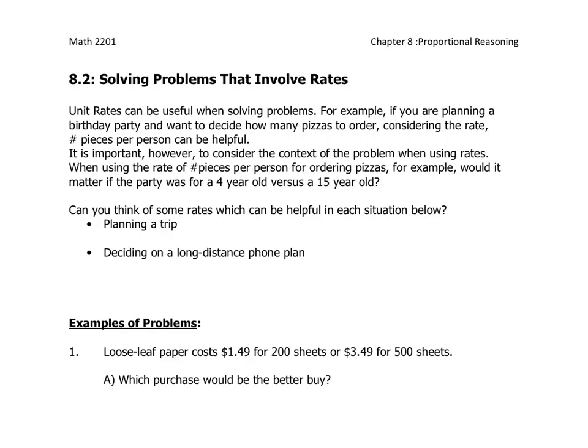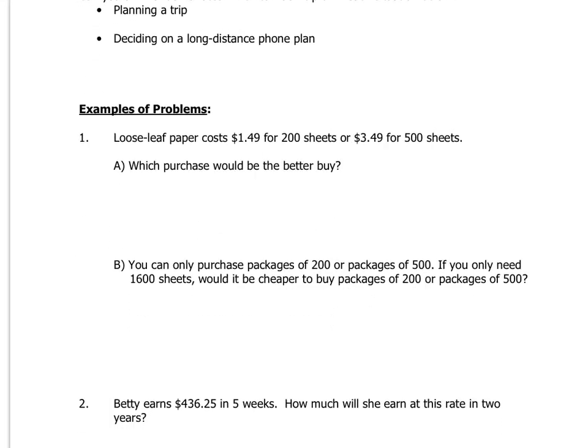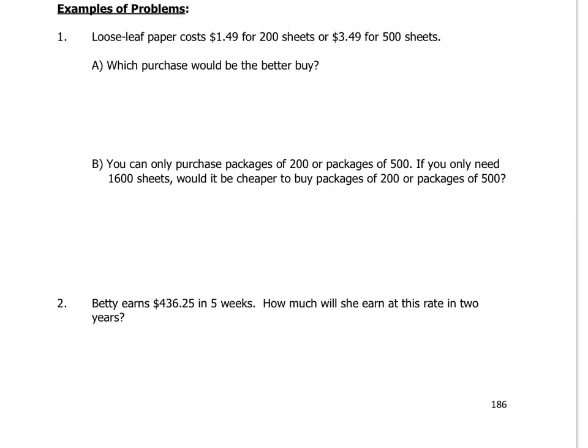Deciding on a long distance phone plan, you might be interested in the charge per minute, or, depending on what type of plan you have, the cost per month or whatever. Okay, so these are some examples. Now we'll just go through and basically use unit rates to figure out answers to questions. So the first one says loose leaf paper costs $1.49 for 200 sheets or $3.49 for 500 sheets. Which one would be the better buy?